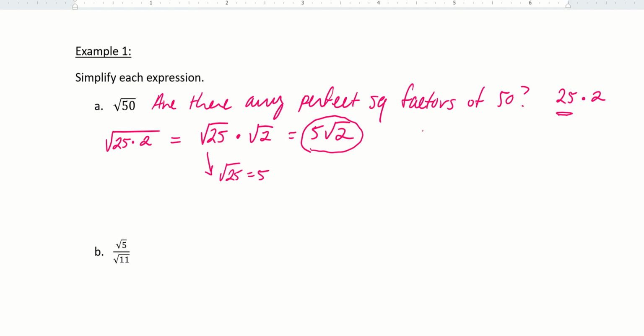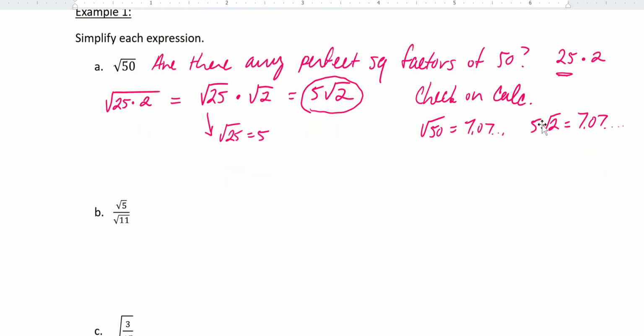We can check this on our calculator. You can put in the square root of 50 on your calculator and you'll get like 7.07 and then a bunch of numbers. And you should get the same thing if you put in 5 times the square root of 2. So that's your check. If your original expression is equal to the same numerical value as your simplified expression, you did it right.